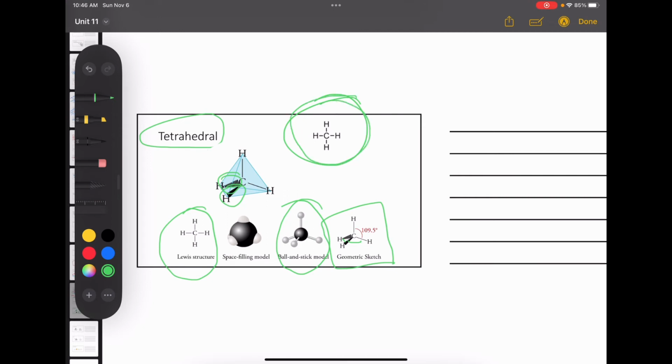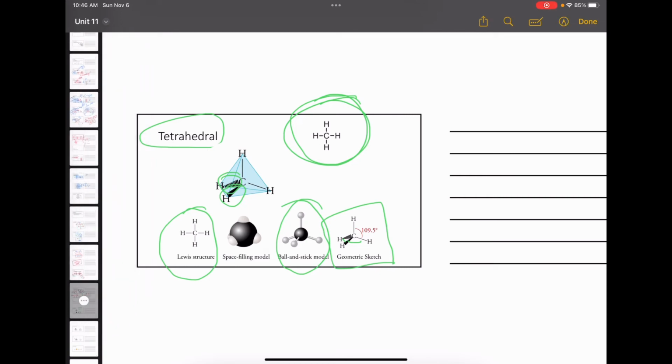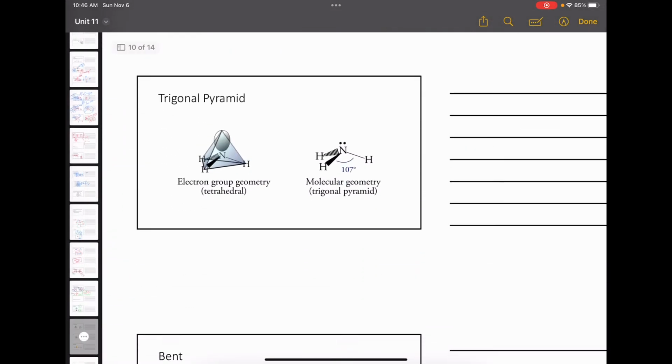So what does that mean? Any atom that forms 4 bonds will have a tetrahedral geometry. Let's look at another one.